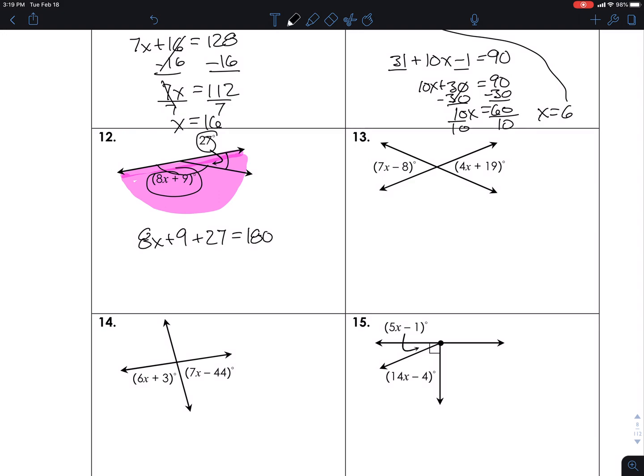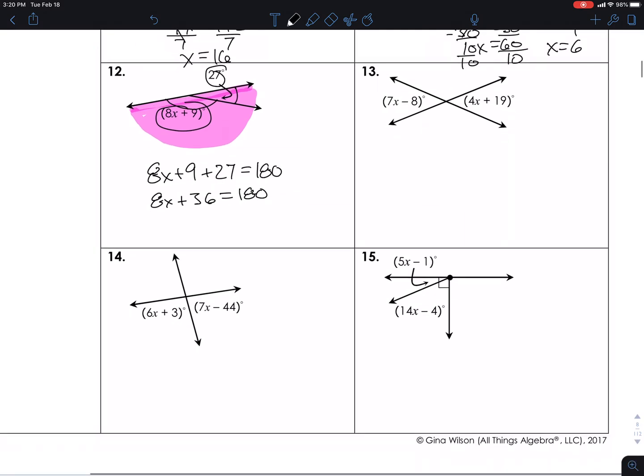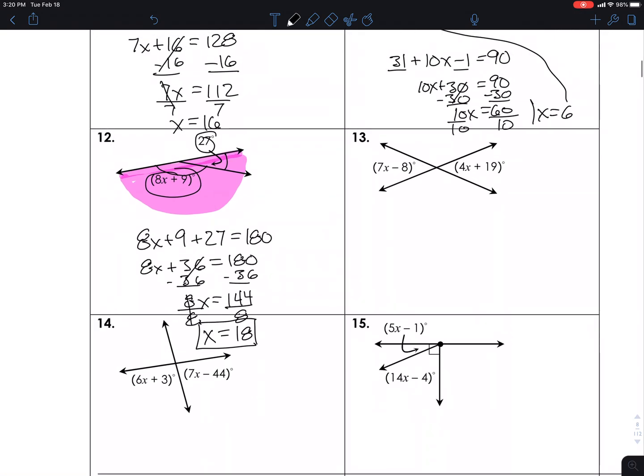So combine like terms. Still have the 8x. 9 and 27. That gives me 36 equals 180. Subtract 36 from both sides. That's gone. I end up with 8x equals 144. Divide by 8 on both sides. That goes away. X is equal to 18. Okay, so there's my answer.